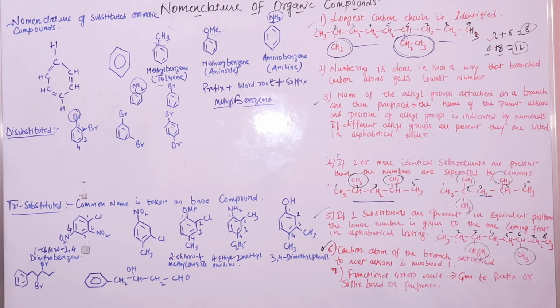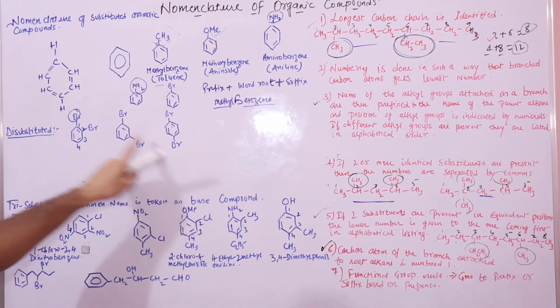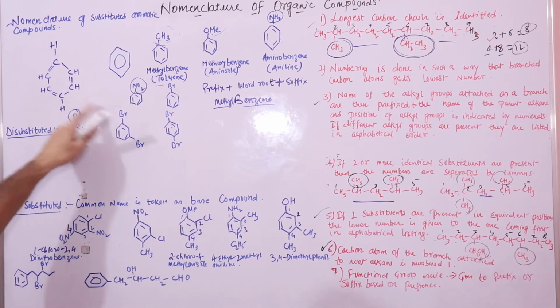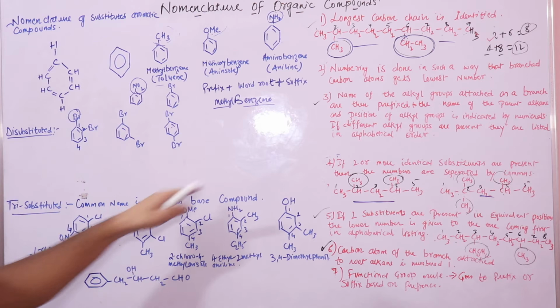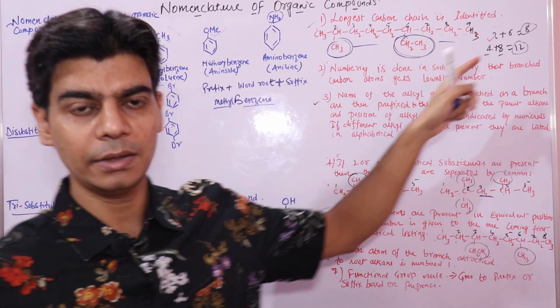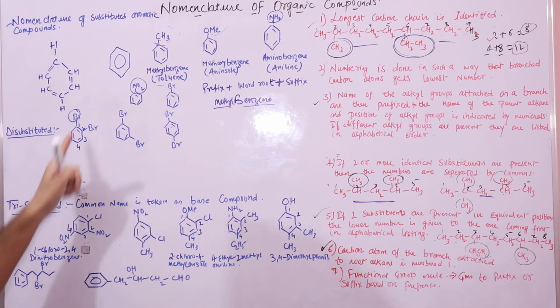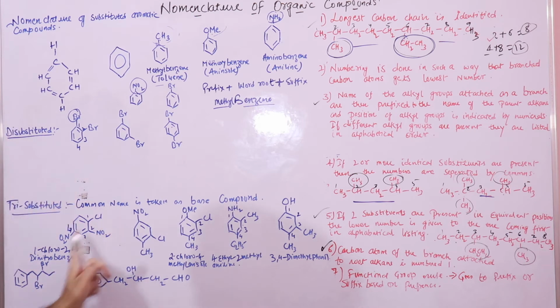In case of disubstituted compounds, the position of the substituents is defined by numbering. These are substituents, right? Like these two Br, these are substituents. So their position would be defined by numbering. Like here we were numbering the carbon chain, here also now we will be numbering in case of disubstituted and also in case of trisubstituted compounds, right?